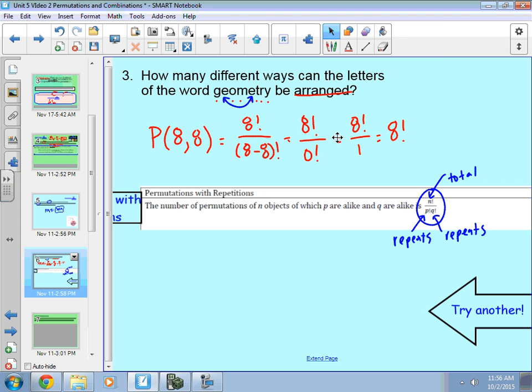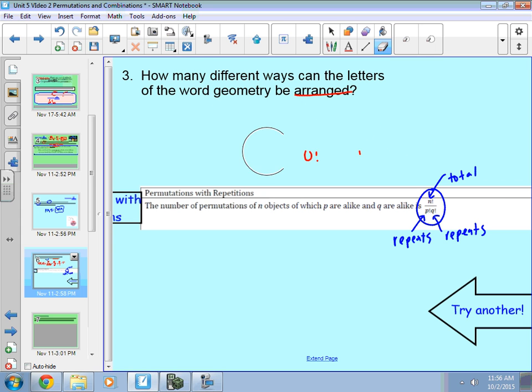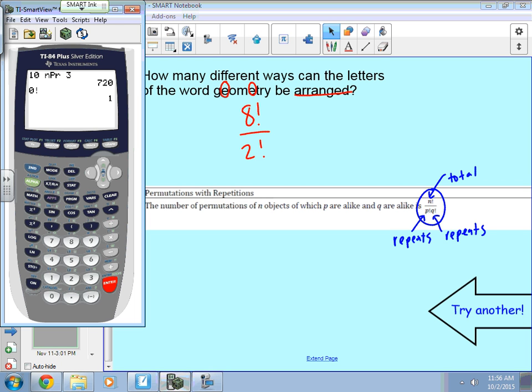So on this particular problem, what we're going to need to do is the 8 factorial we talked about, because we're arranging 8 things, but we have this repeat of these e's. Okay, and there's 2 of them, so then we divide by 2 factorial. So on our calculator, to find the number of different ways of doing this, we need to do 8 factorial divided by 2 factorial.